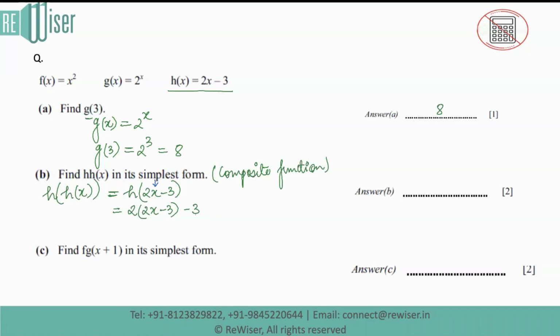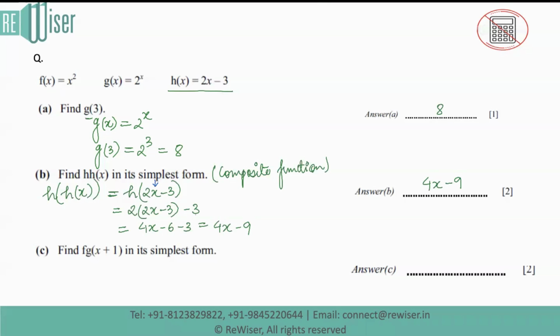Now we'll simplify this, which will give us 4x minus 6 minus 3. And the solution for part B is going to be 4x minus 9. I can put my final answer here.